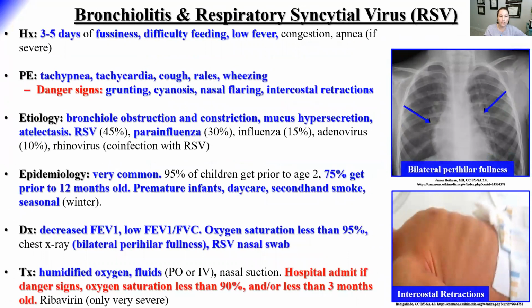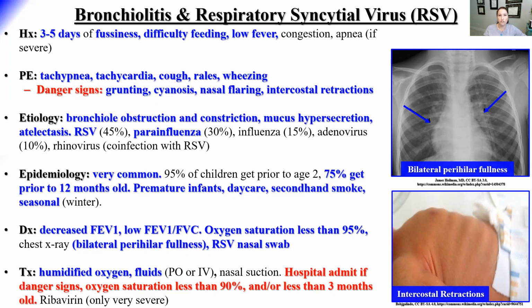Next, we have bronchiolitis and RSV, or respiratory syncytial virus. This is very, very, very common. 95% of children will get this prior to age 2 and 75% get it prior to 12 months old. So think really the first year of life in this one. High risk for this are going to be premature infants, daycare, secondhand smoke, and it's usually seasonal. We see kind of a surge in this during the winter time.